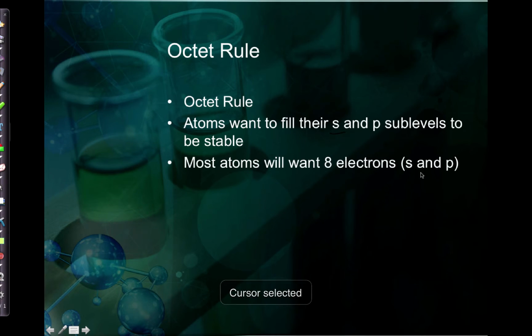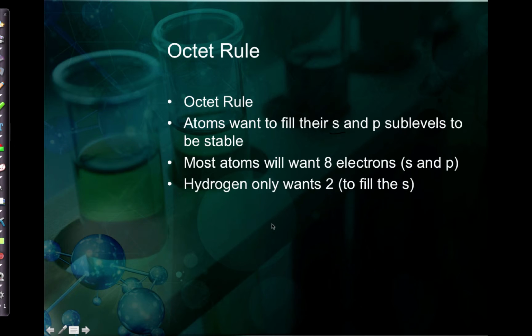Alright, so most atoms want 8 electrons, which fills the S and the P. Hydrogen only wants 2, and that's because hydrogen's electron configuration is 1s1. Well, with 2 electrons, you would fill it to make 1s2. So it would have a full energy level at that point, so it doesn't want any more than 2 electrons.